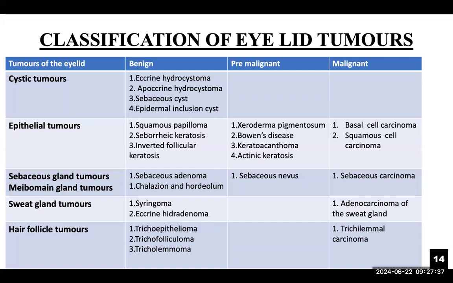So the sebaceous gland tumors: the benign one is the sebaceous adenoma, which is a mild hyperplasia of cells in the sebaceous gland. There's usually no malignant change. Then the sebaceous nevus is hyperplasia of the nevus cells in the sebaceous gland, which in some cases begin to show some atypical changes. Then sebaceous carcinoma is a full-blown malignant lesion of the sebaceous gland.